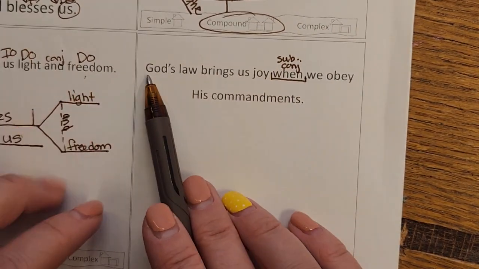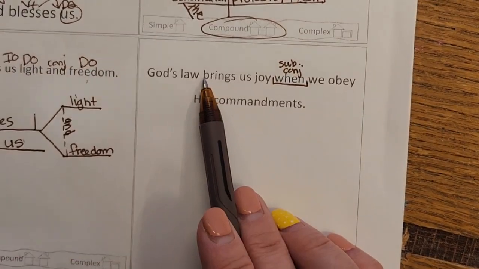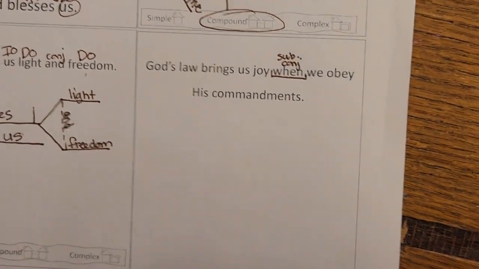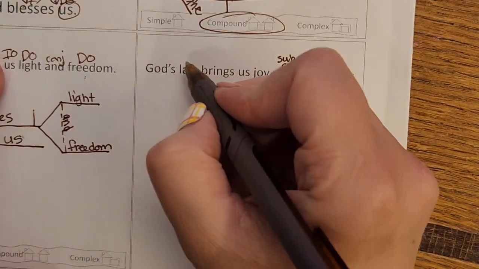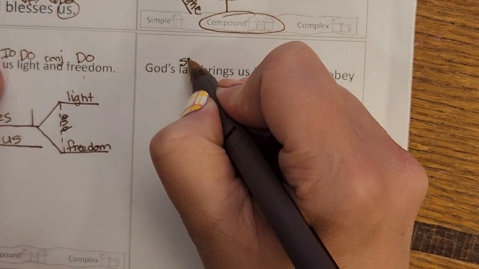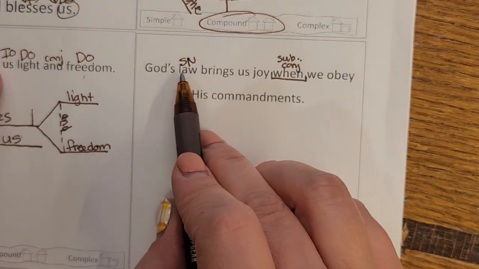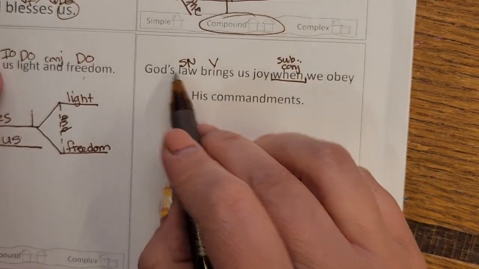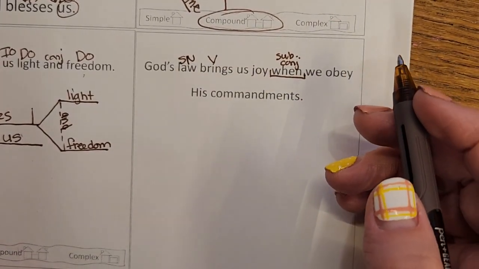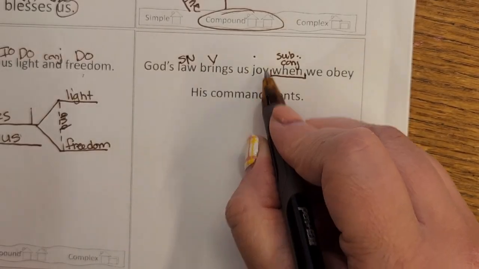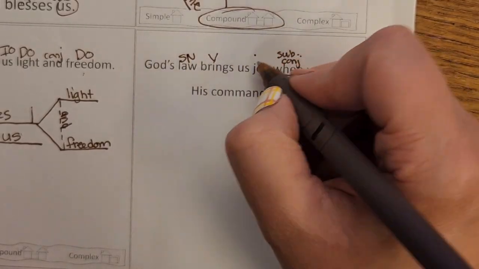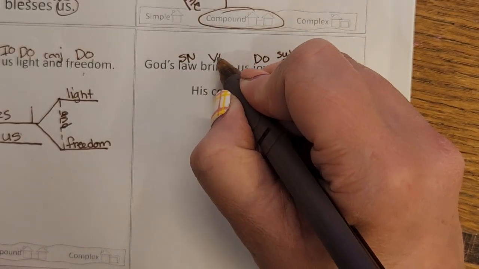Okay, ready? Let's say this together. God's law brings us joy. Who or what is this clause about? Law. Good. Subject, noun. What is being said about law? Law brings. Law brings who or what? Joy. Does joy replace law? No. Does joy describe law? No. D-O, label, verb, transitive.